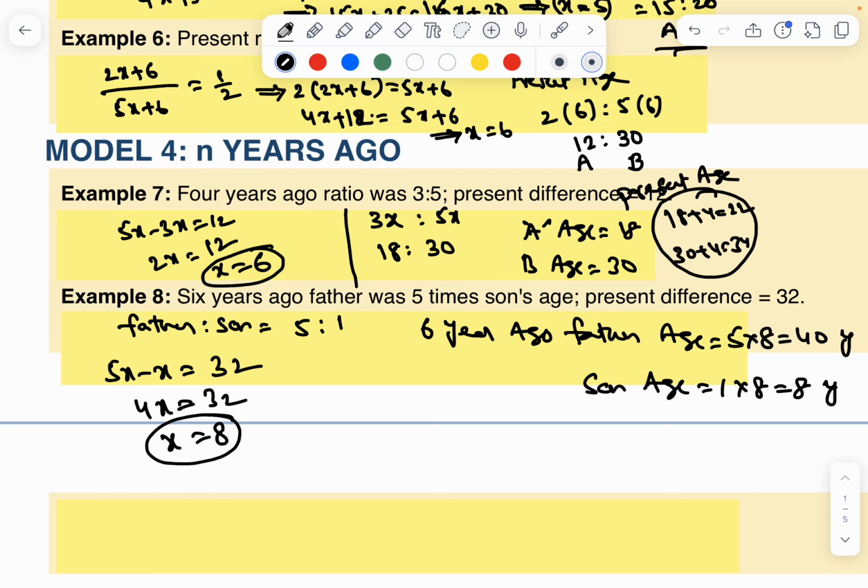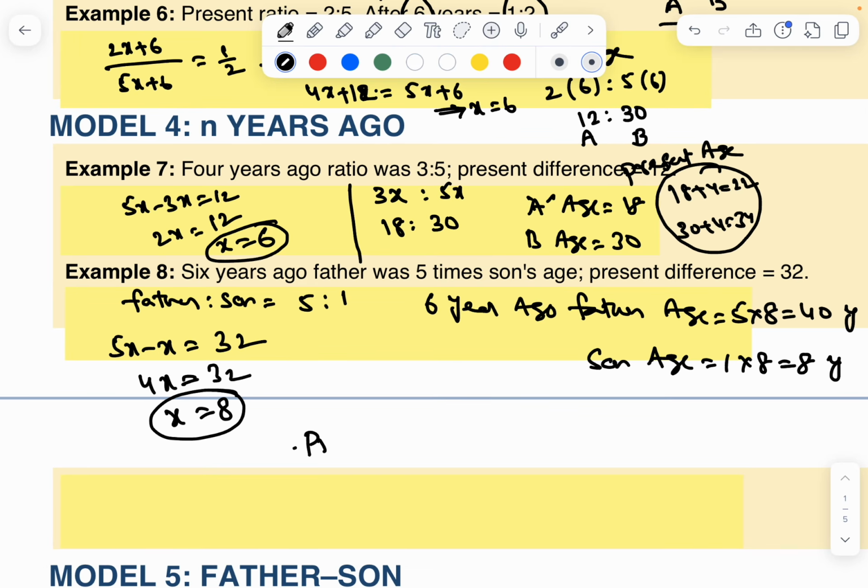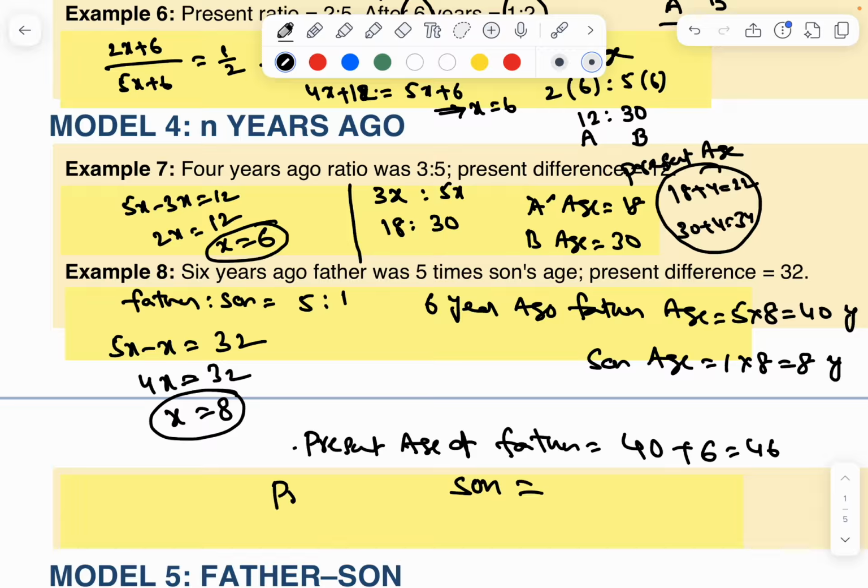But here they are asking what is the present ages of the A and B, father and son. What is the present age? Present age of father: 40 plus 6. 46 is the father age. Present age of son: 8 plus 6, 14. This is the answer. 46 years and 14 years. This is the answer.